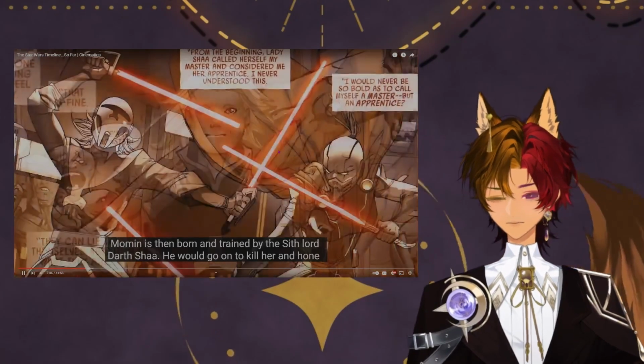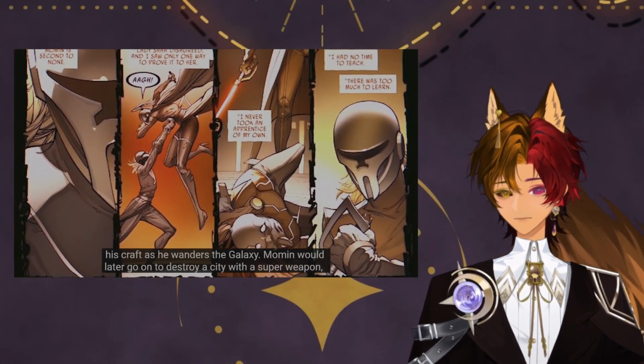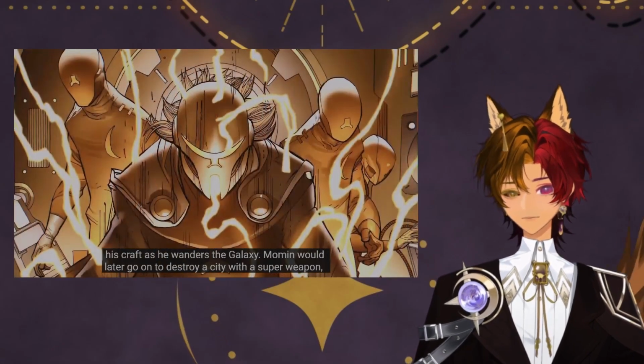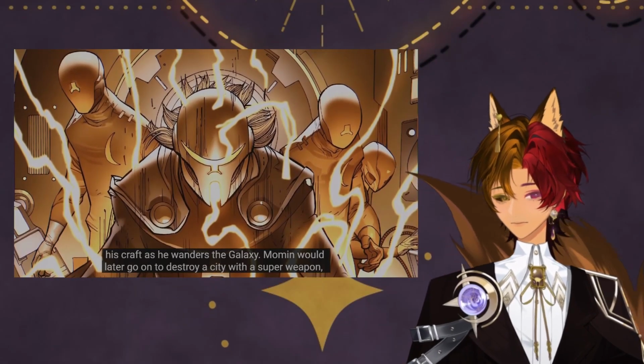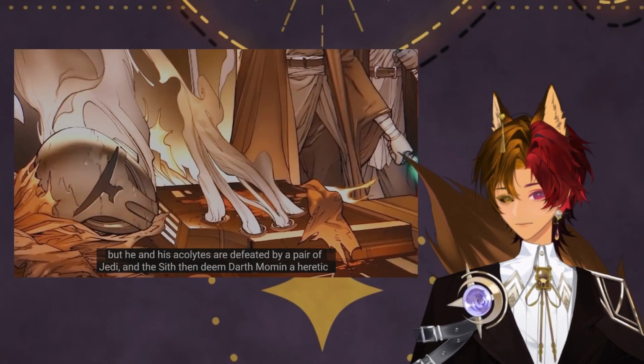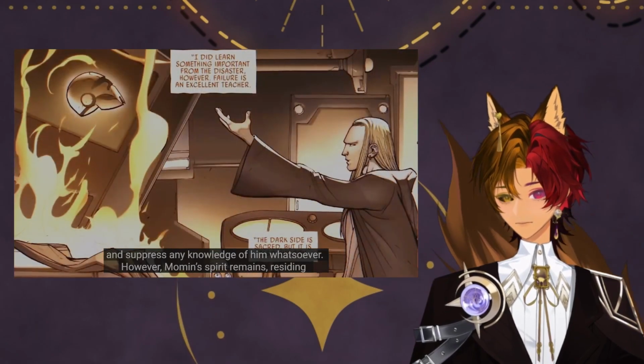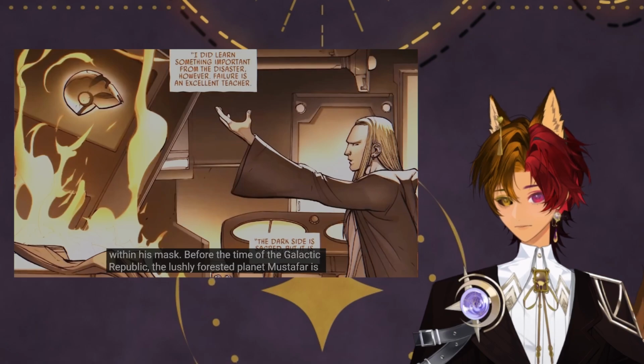Born and trained by the Sith Lord Darth Shah. He would go on to kill her and hone his craft as he wanders the galaxy. Moment would later go on to destroy a city with a super weapon, but he and his acolytes are defeated by a pair of Jedi, and the Sith then deem Darth Moment a heretic and suppress any knowledge of him whatsoever. However, Moment's spirit remains, residing within his mask.